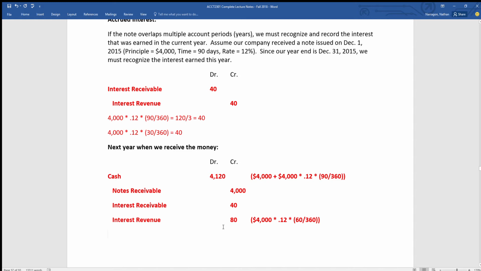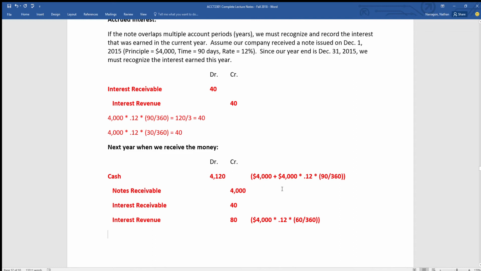And last is interest revenue. So again, you can use the formula right here, the second one. And if you do that, it will come out to 80. If you did it this way, you know that we only did 1 month at 40. 2 more months will be 80 to get us to 120. And basically, if you do this one first, all you have to do is add them all together, and that will get you our cash.